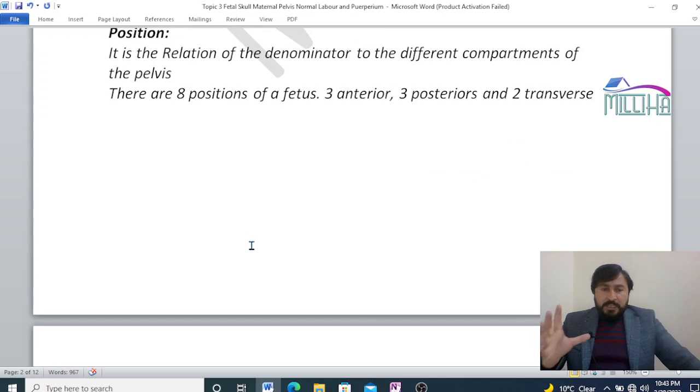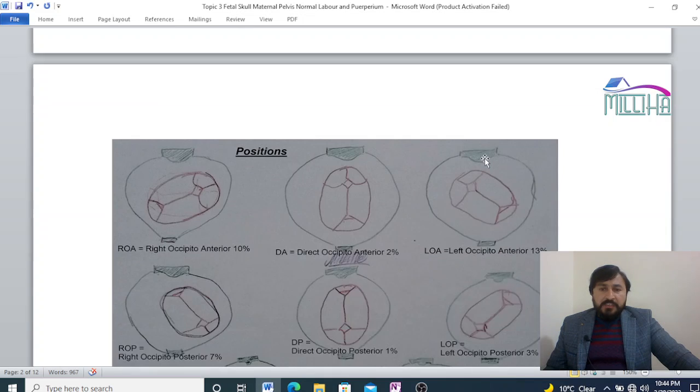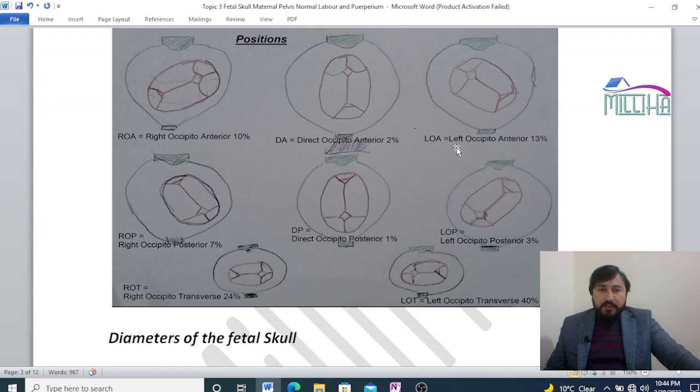I am going to explain everything with some images and figures so that you can understand the concept, and it will help you a lot in your exams. Believe me, listen to me carefully, okay? There are 8 positions of the fetus: 3 anterior, 3 posterior, and 2 transverse positions. So let's check them in the diagrams here.